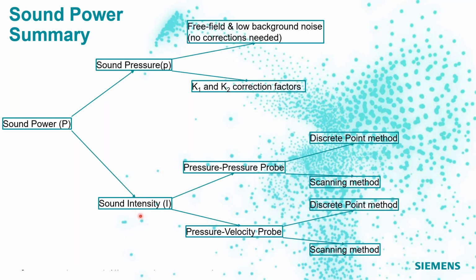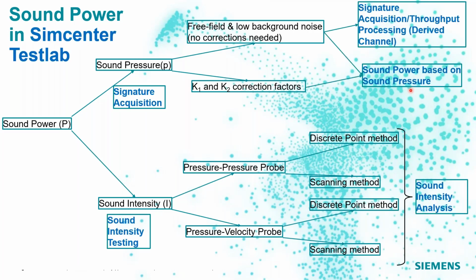For the sound intensity, you can do the measurements using a PP, pressure-pressure probe, or a pressure-velocity probe. And with each of these probes, you can do the discrete point method and the scanning method. And there are different tools in Testlab to allow these measurements and calculations.